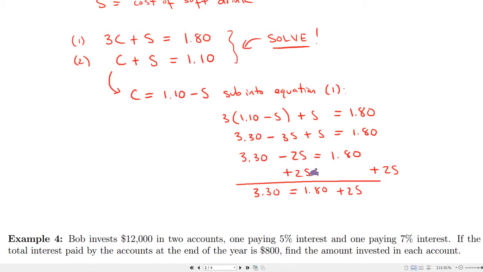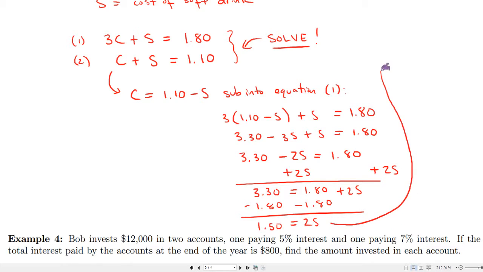And then we would subtract the 1.80 from both sides, and we get $1.50 for 2 soft drinks. So divide both sides by 2. 1.50 divided by 2 is S, so that is 0.75. So a soft drink will be 75 cents.